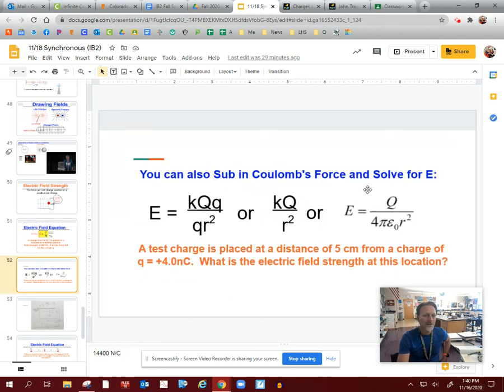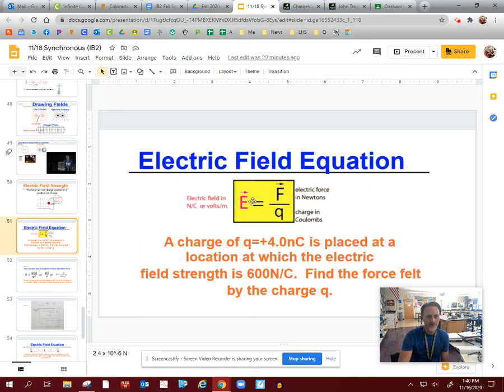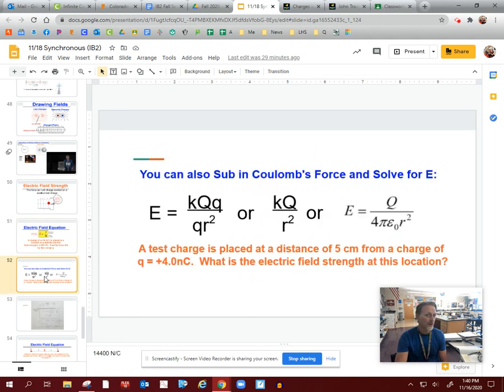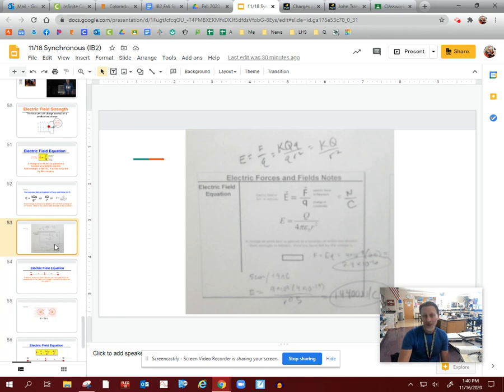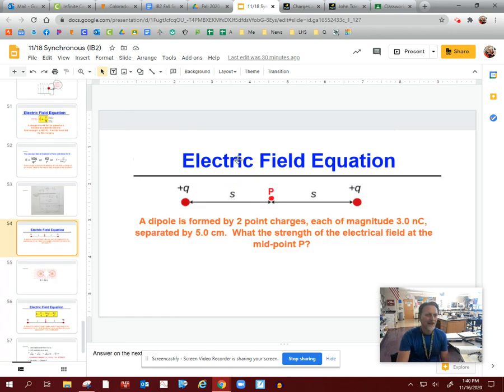When we also look at substituting in this equation the force with the electric force as defined in Coulomb's law, I can take E equals force over charge, and I can wash it down to this equation, E equals kQ over r squared. Here's a problem to figure out that one right there, and here's the math. Make sure you can do that math. Same thing with the electric field equation.